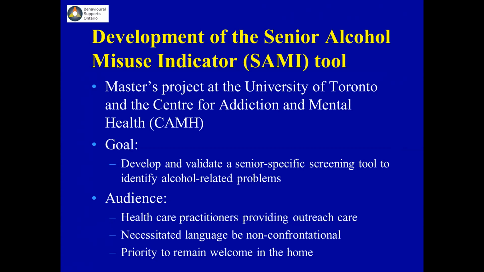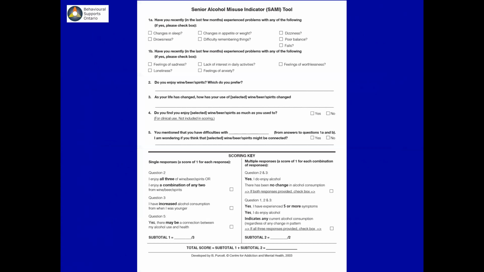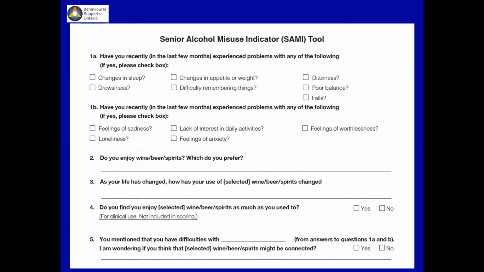So I did compare it to the CAGE and the SMAST-G, and the SAMI came out on top for both of those. So here is what the SAMI looks like. I hope you're able to see it. It's a little small text, but the first portion are the questions, and the bottom portion is the scoring key. And I'm just going to move to the next slide because I've zoomed in so you can see the questions a little bit better here.